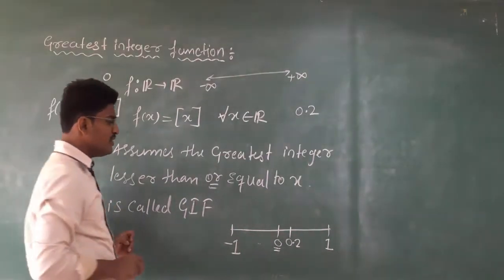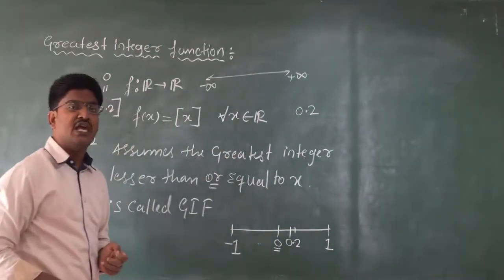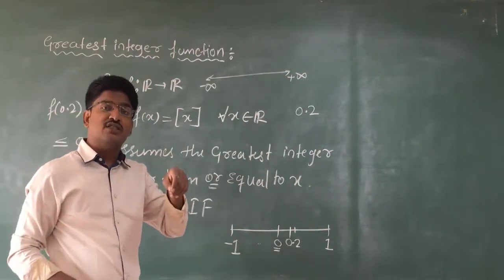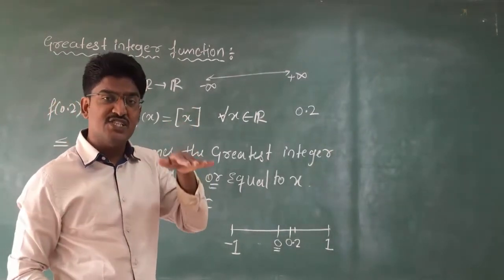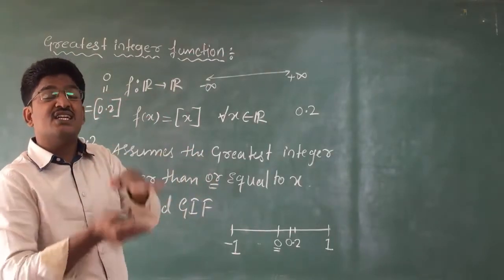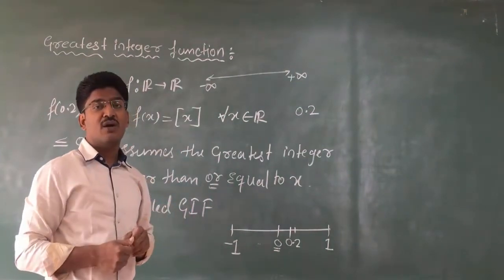Clear? Again, you choose any number. Now you choose 0.3. Again you have to think of numbers lesser than 0.3. That real number should be lesser than 0.3 and should be the greatest among those lesser than 0.3. Again you are going to get 0. Are you getting my point?